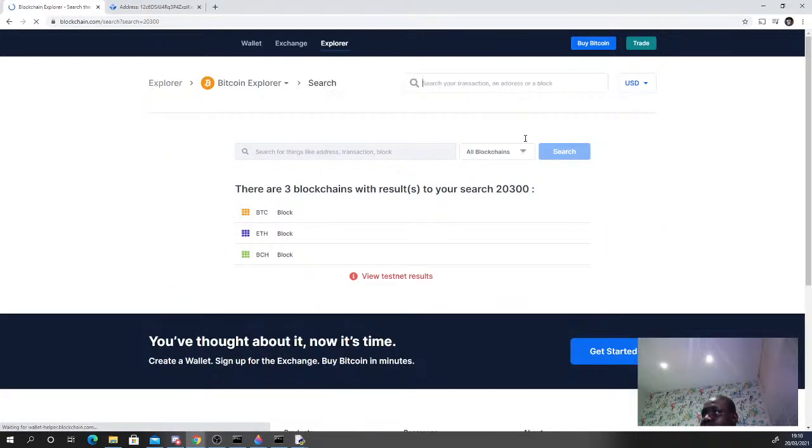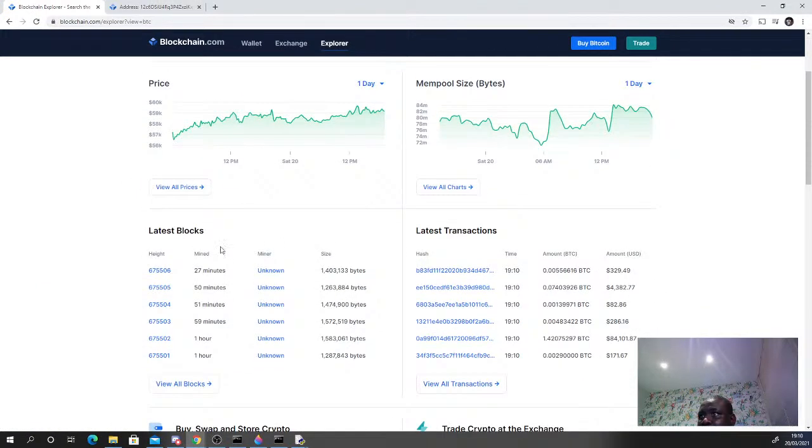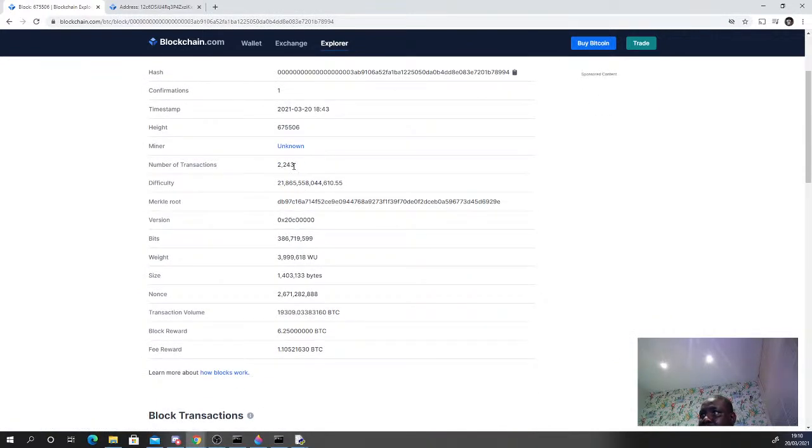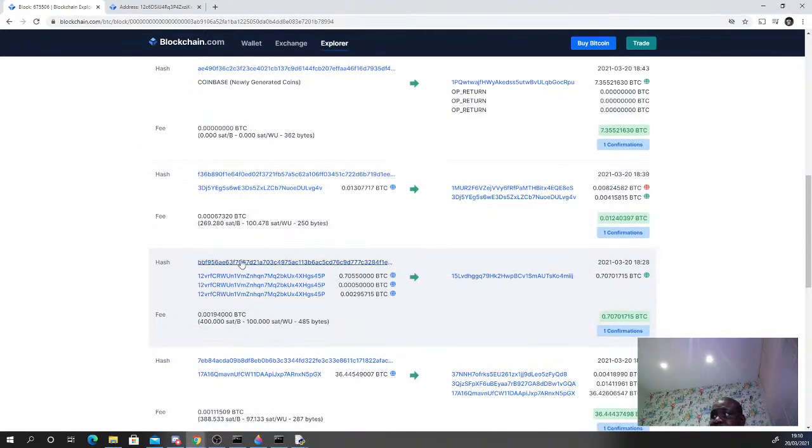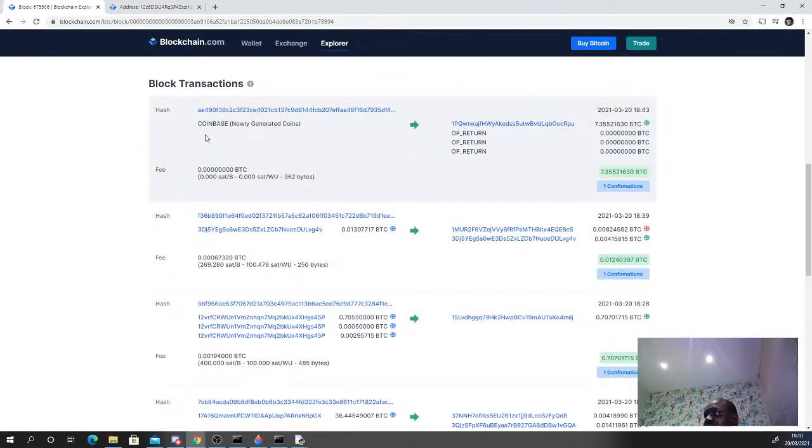The current block in Bitcoin. Let's go to the block explorer and go to the current block that was just created. You can see that there are a lot of transactions here. This is the list of transactions. Somebody sent money to someone, and it was £7.